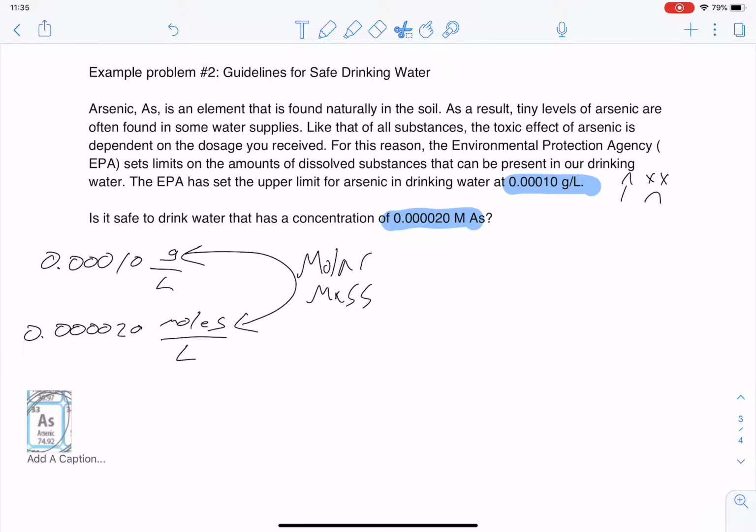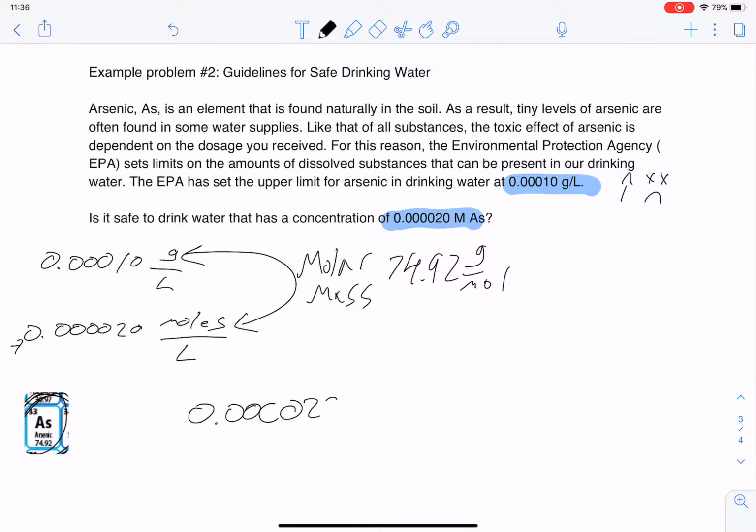Arsenic has a molar mass of 74.92 grams per mole. Now you could do either one here, as long as you know how to answer the question. For this one, we're going to take the sample. Okay, so we're going to take 0.00002 moles over liters, and we're going to take the molar mass, and we're going to times the two together. All right, so 74.92 grams over moles.